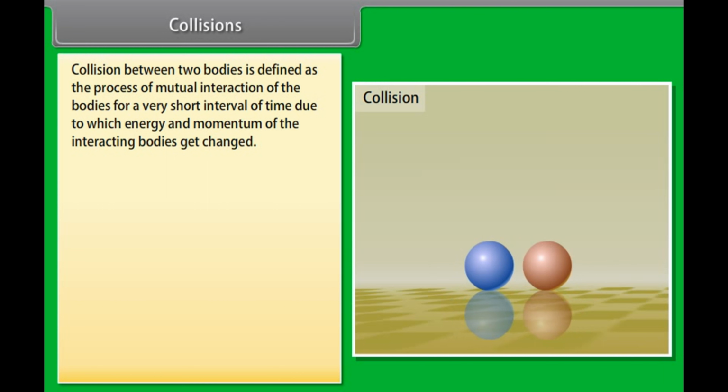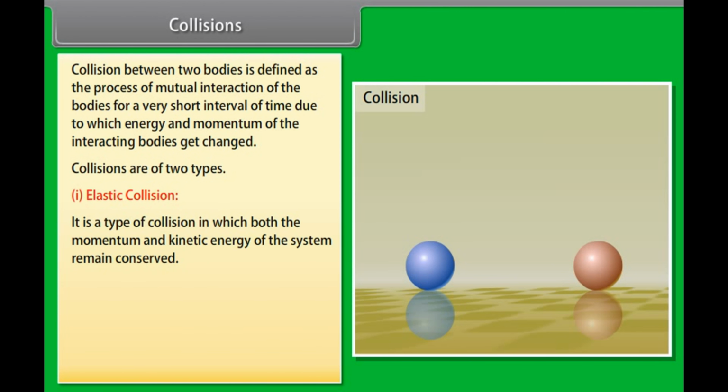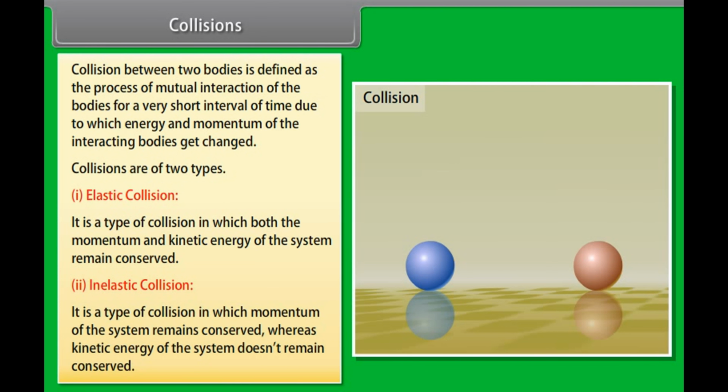Collisions. Collision between two bodies is defined as the process of mutual interaction of the bodies for a very short interval of time, due to which the energy and momentum of the interacting bodies get changed. Collisions are of two types. Number 1. Elastic collision. It is a type of collision in which both the momentum and kinetic energy of the system remain conserved. Number 2. Inelastic collision. It is a type of collision in which the momentum of the system remains conserved, whereas the kinetic energy of the system doesn't remain conserved.